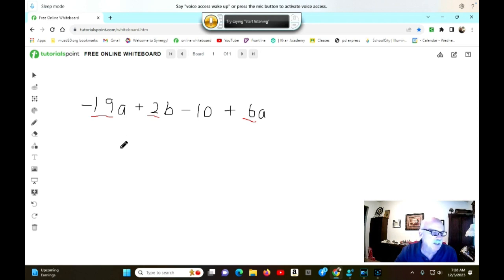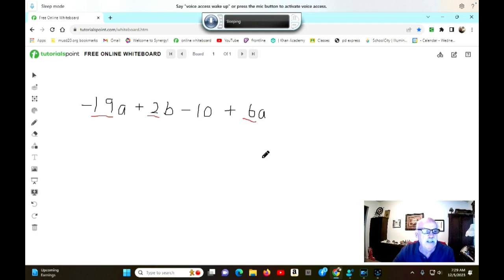Usually time is designated with a T, but anyway, the coefficient is the part of the variable term that is the constant, the number. This number is not going to change. It's always going to be 19 times whatever A is. This is always going to be 2 times whatever B is. So those are what you call the coefficients. So that's a coefficient, that's a coefficient, and that is a coefficient.